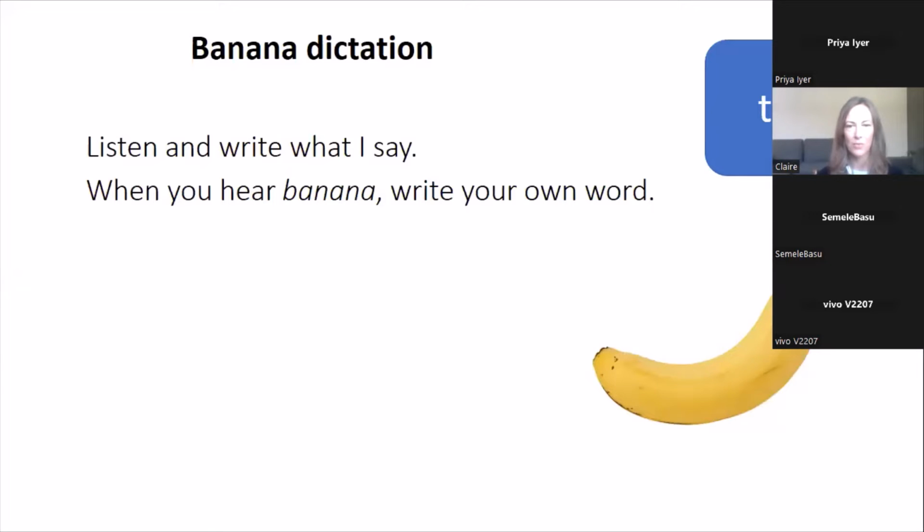So first one, a baby tiger is, please switch off your mic, sorry, we can't do dictation if people are talking. Number 1, a baby tiger is a banana. You need to write the whole sentence. Write every word I say. Remember, when I say banana, write your own word. Number 2, there you go. People in the chat have got the idea. Number 2, a baby pig is a banana.